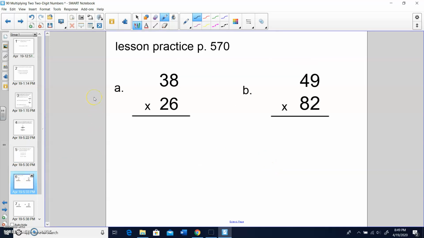All right, let's practice, lesson practice together. You try it on a piece of scratch paper or a whiteboard, whatever you have, and then check your answer. So go ahead and practice A, 38 times 26.